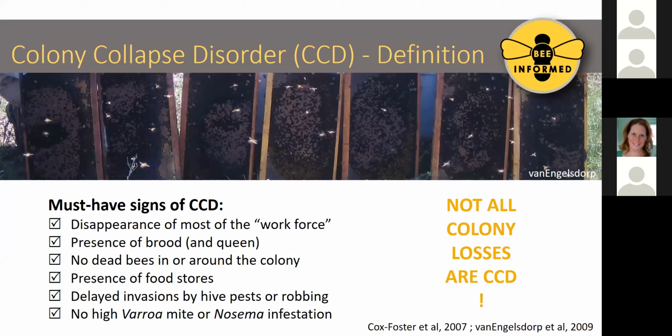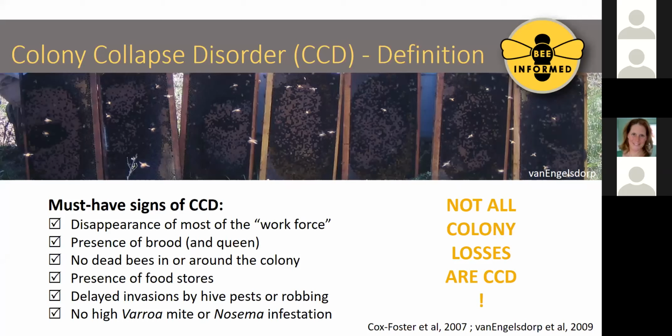So they ruled out Nosema and Varroa from CCD cases. They ruled them out as causes, and they said, in order to qualify as CCD, you have to have low infestation of those two pests. So you can see how each of those signs can actually be expressed in multiple bee health conditions, but all together they describe CCD. So having one or two is not enough. You really need to have all of them to qualify to the strict definition of CCD.